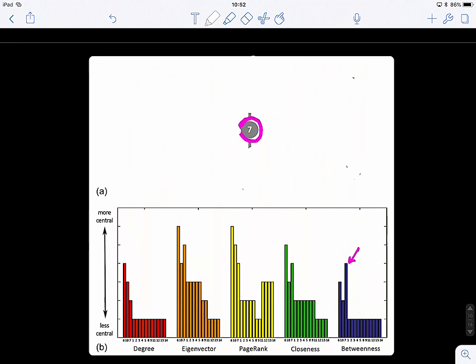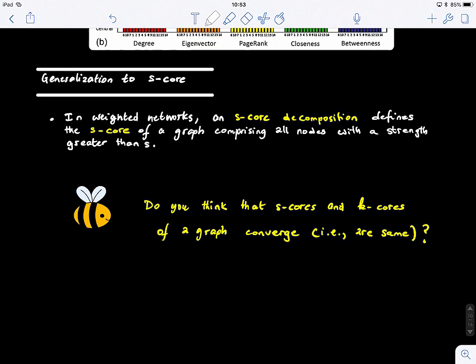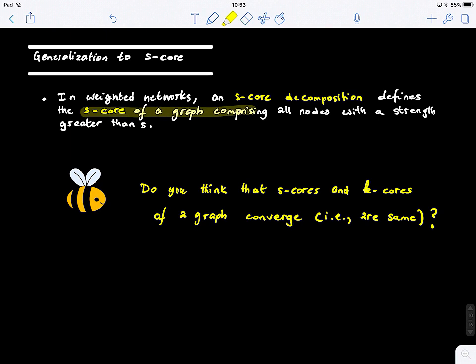Great. So now, generalization to the S-score. What is an S-score? So far we looked only at unweighted graphs, just at degree, but we can generalize this to weighted graphs. You know that the generalization of degree to a weighted graph is strength, right? The strength of a node. So in weighted networks, an S-score decomposition defines the S-score of a graph comprising all nodes with a strength greater than S. Okay, so this is another way of defining a core.